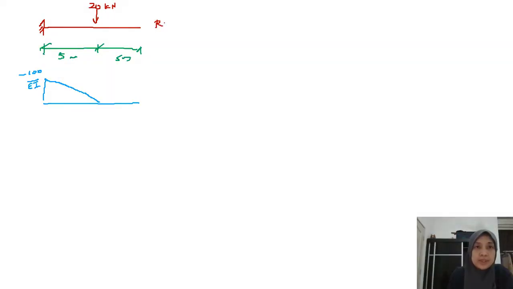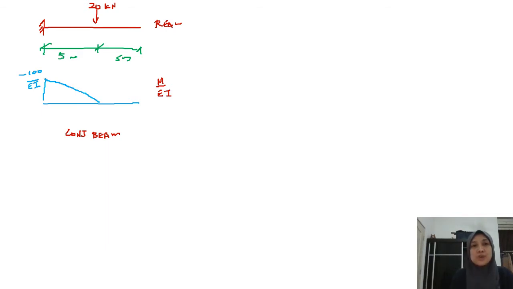Recall that this is your real beam, and then this is your M over EI diagram. So the next step after you have drawn your M over EI is to draw the conjugate beam. So what's a conjugate beam? Conjugate beam is a beam that has probably similar or different support reaction, depending on the relation. And the loading on your conjugate beam should be your M over EI diagram.